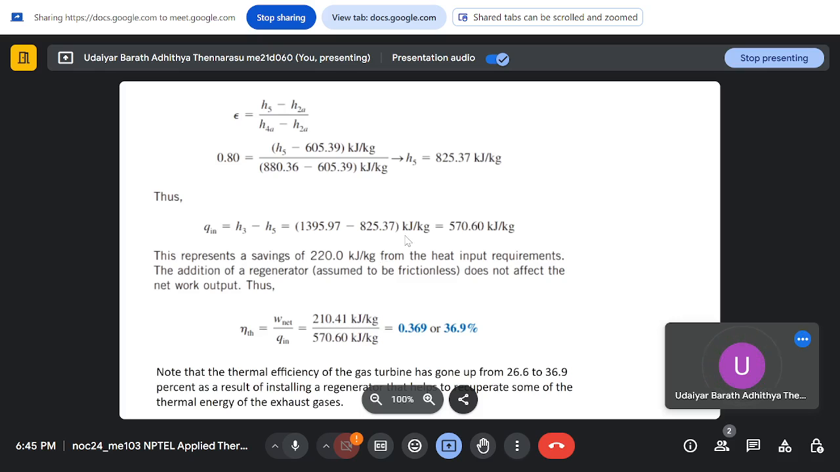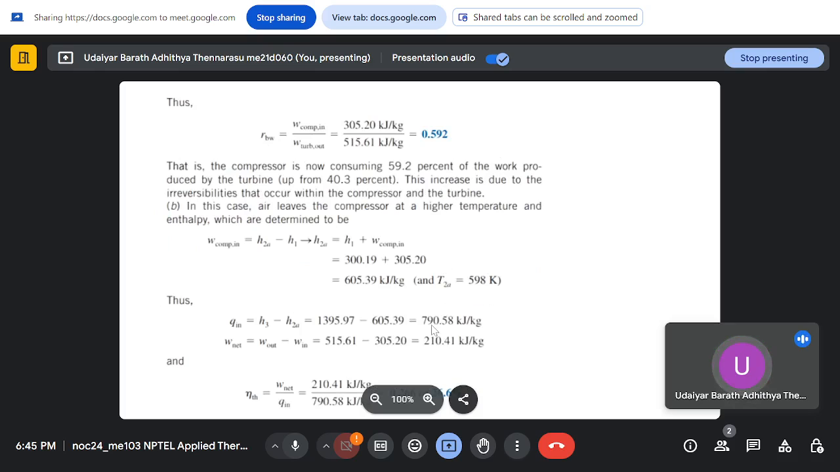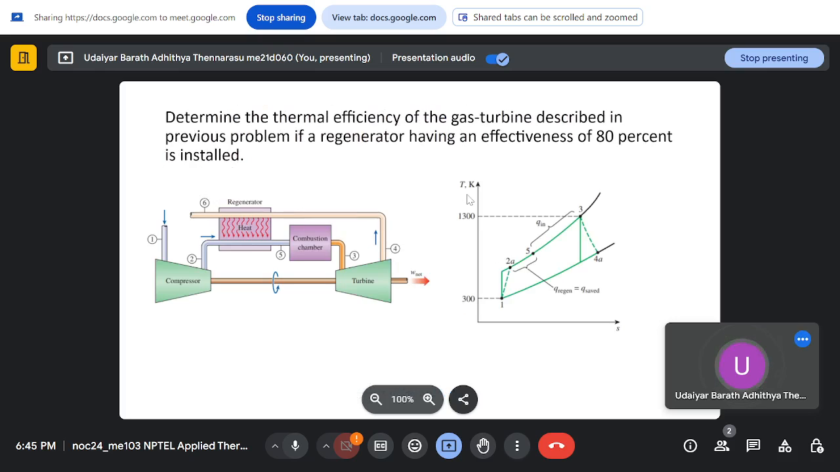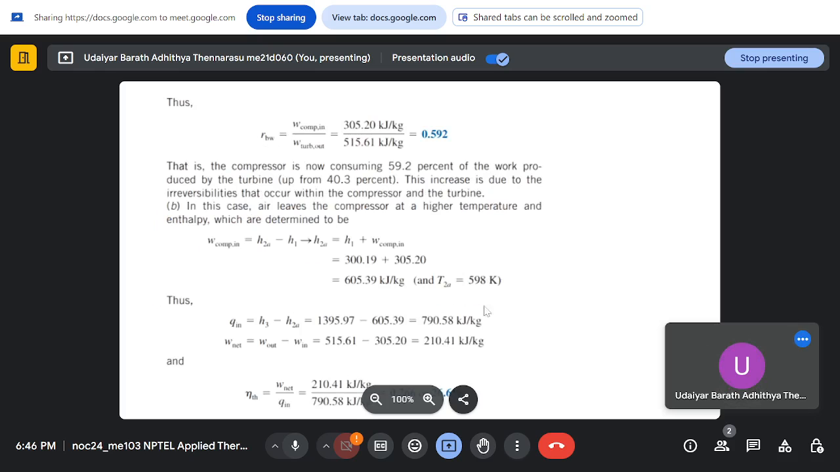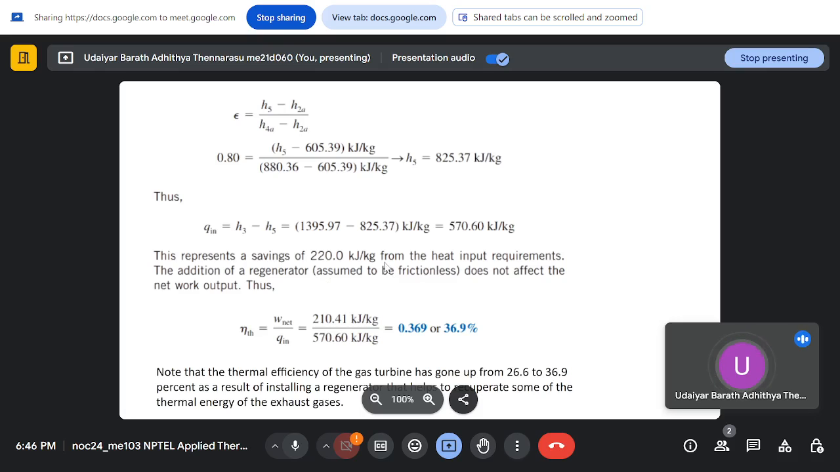So if you see the previous problem, Q in is 790.58 kilojoule per kg. Now using a regenerator, from 790.58 the new Q in is 570.6. So close to 220 kilojoule per kg of heat is reduced because of employing a regenerator.